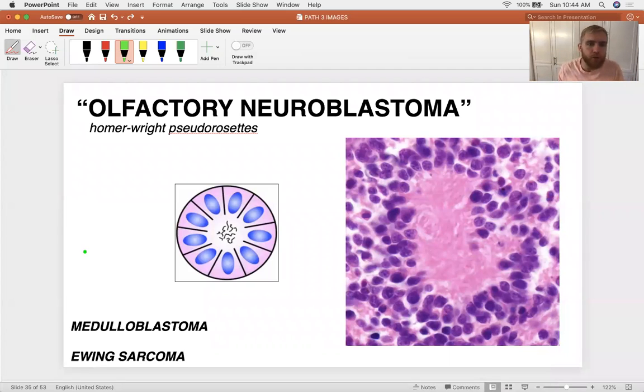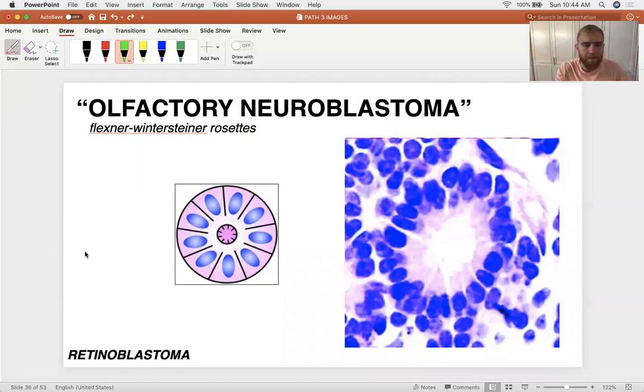So what other tumors do you see Homer Wright pseudo-rosettes in? You see them in medulloblastomas, which are going to be posterior fossa tumors, pediatric tumors. You see them in Ewing sarcoma, which is going to be an osseous tumor. That's got onion skinning, sunburst lesions, right?